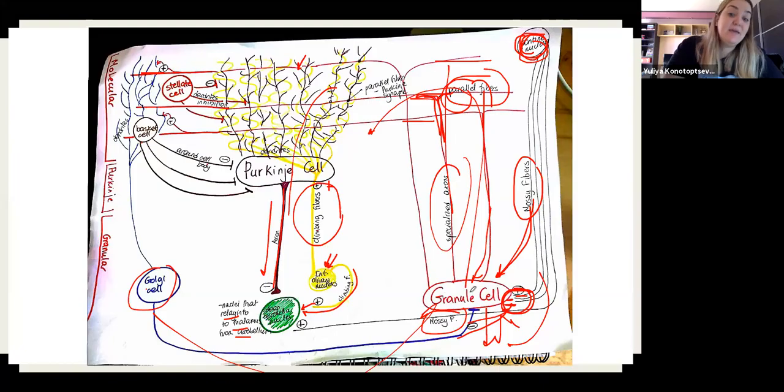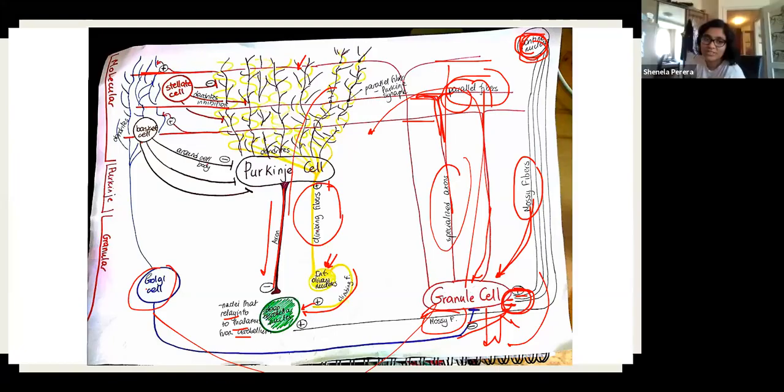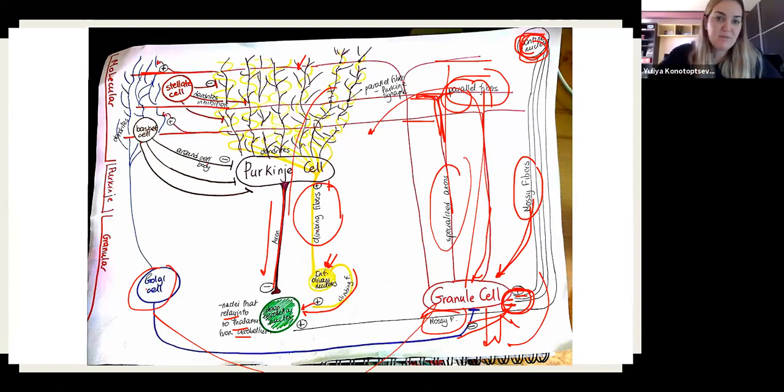So you want to inhibit the granule. And who inhibits the granule? Golgi. Golgi can indirectly inhibit the Purkinje cell. How? By simply inhibiting the granule cell. Granule cell excites the Purkinje cell through the parallel fibers, right?